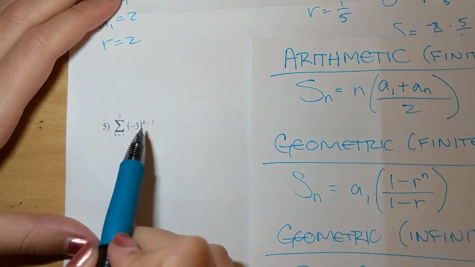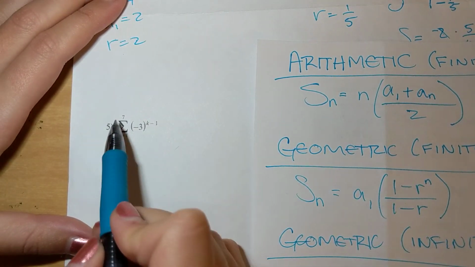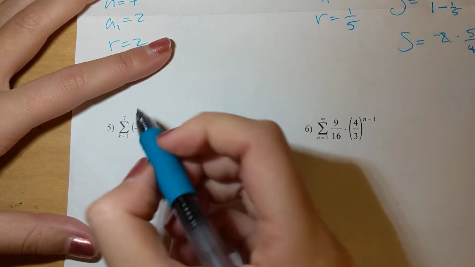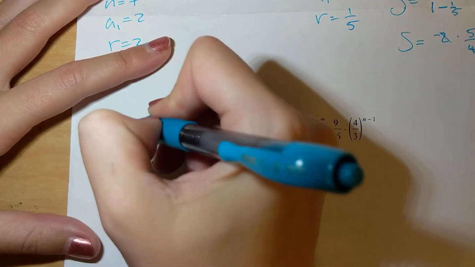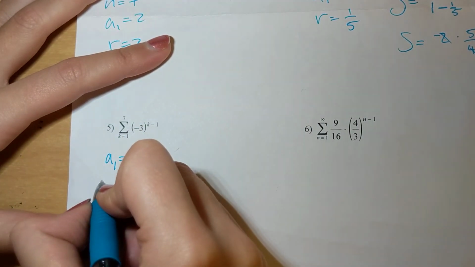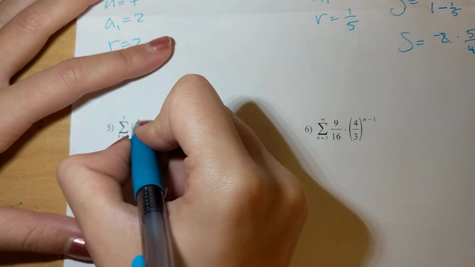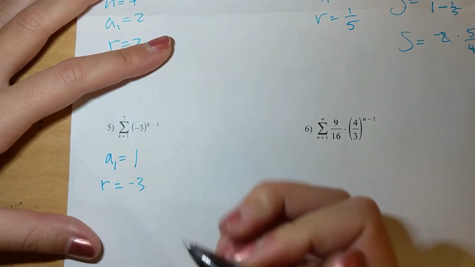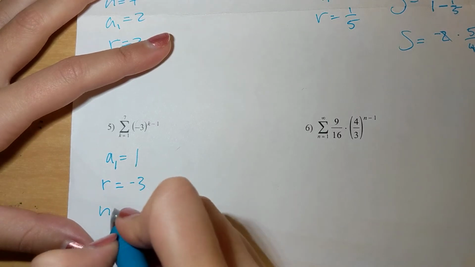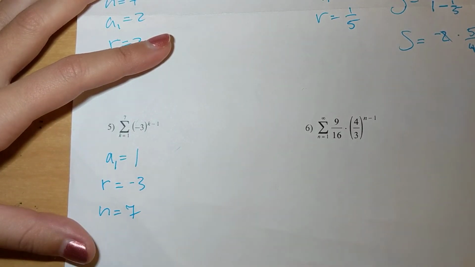This is geometric, and it is finite. So I need a sub 1, r, and n. A sub 1 is the number that's timesing by the multiplier. Oh, that's just 1. R is the number that's the multiplier that's being put to a variable power. And n is how many terms. So 7.